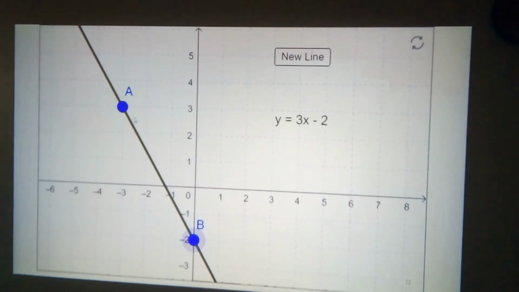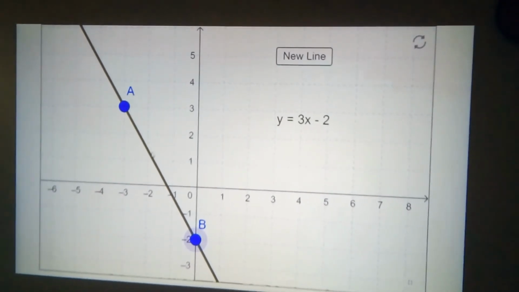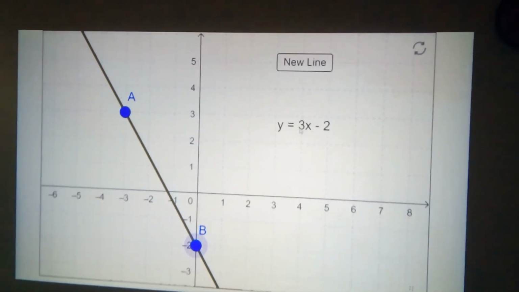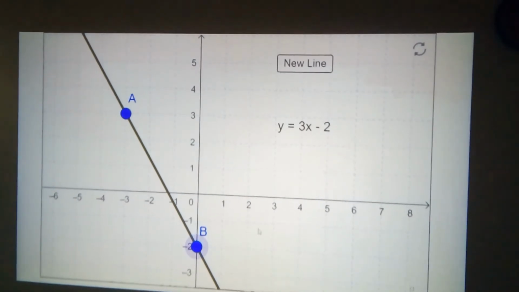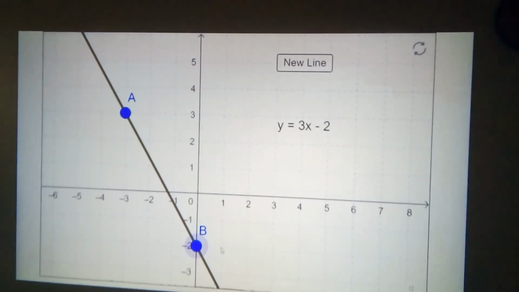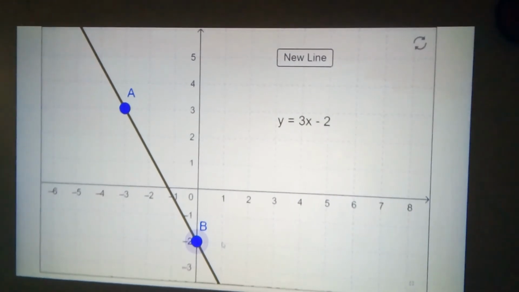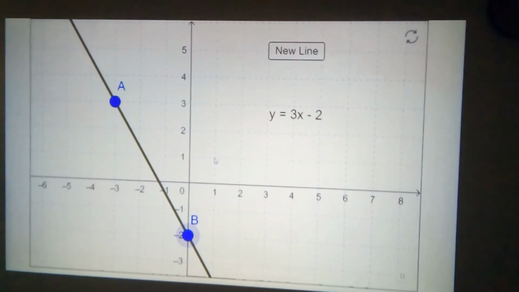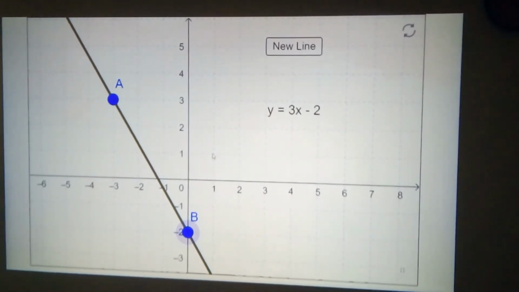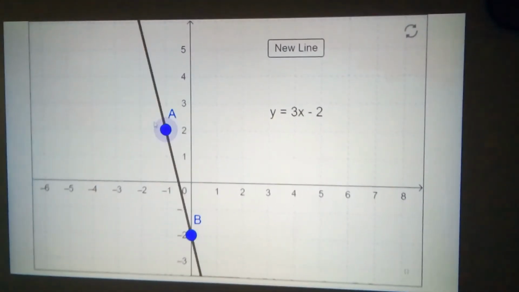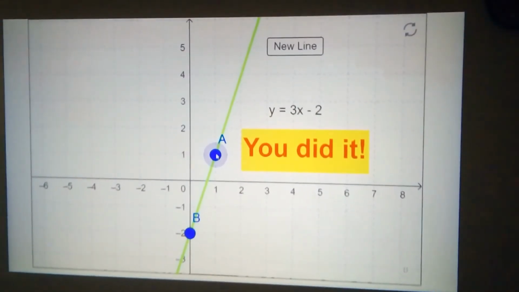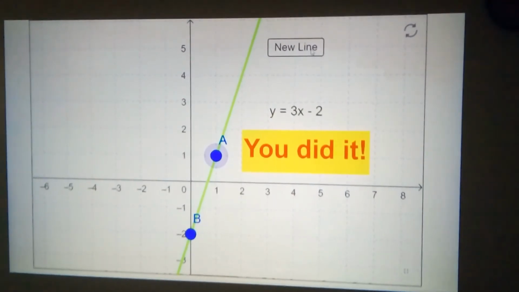Now this line has a positive gradient. Based on how this line is sloped, it has a negative gradient. So we need a gradient of 3/1, which means that the run going across this direction is 1, and we need to go up 3, which is 1, 2, 3. So that's where we need to place A, right here. So let's do that. That's it. Let's look at one more.